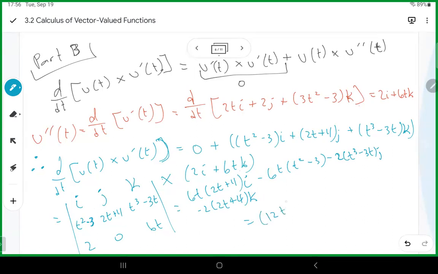12t squared plus 24t i plus 12t minus 4t cubed j minus 4t plus 8. Okay.